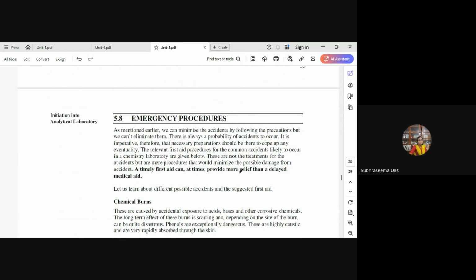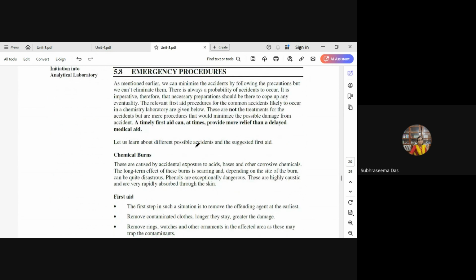Then certain emergency procedures. So in case of any emergency or accident in a lab, there are some procedures that we need to follow. However, let us first learn about the possible accidents that might happen in a lab. So first is chemical burns.